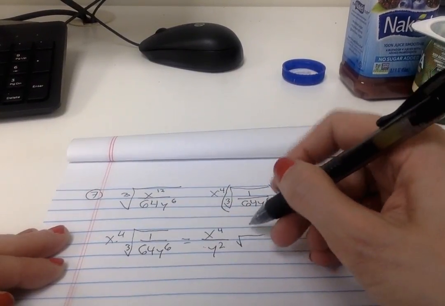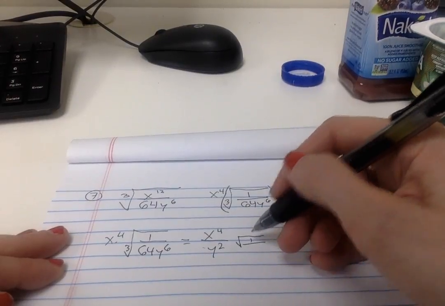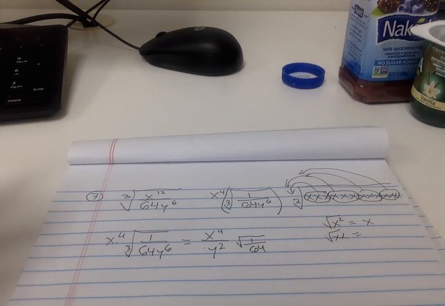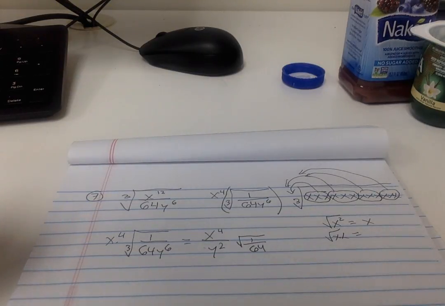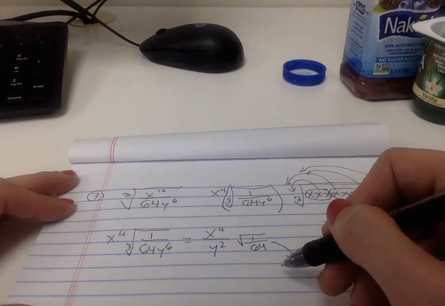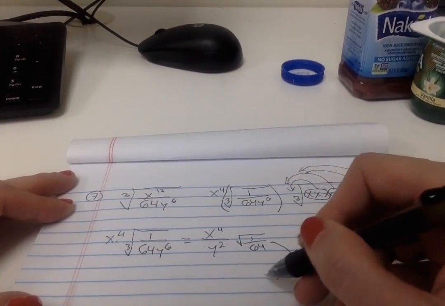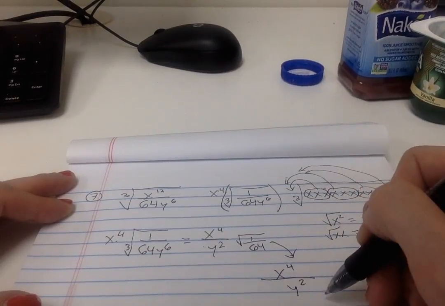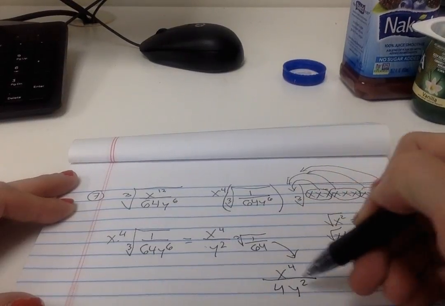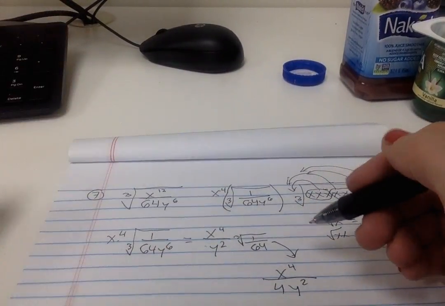And then we have, again on the bottom, we want to leave it on the bottom, the cube root of 64. The cube root of 64 is 4, which means that when we pull that out, we're going to end up with x to the 4th, which was always on the top, y squared, which is always on the bottom, and the cube root of 64 is 4. That is 4 times 4 times 4 is 64.